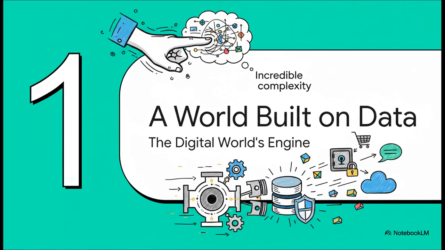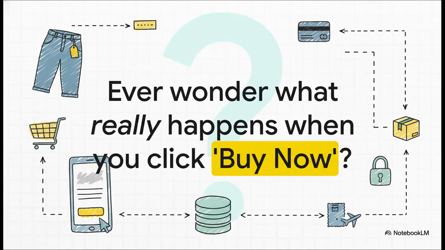To really get a handle on this engine, let's start with something super simple. An action that we all do. Something that feels like it happens in an instant, but is actually hiding an incredible amount of complexity. You know the feeling. You find that perfect pair of jeans online, you pop them in your cart, you enter your details, and you hit that magic Buy Now button. It feels so simple, right? A single click, and they're on the way. But what is actually going on in that split second?